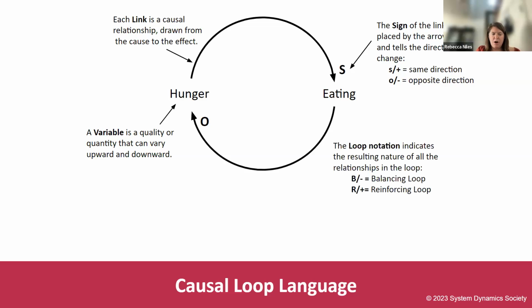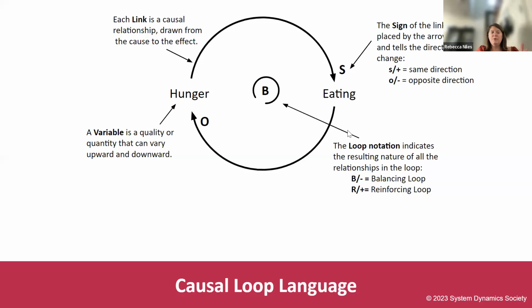The other part of the language is the loop notation. So there are two kinds of loops. There are balancing loops or negative loops, and there are reinforcing loops or positive feedback loops. Depending on who you work with, you might hear different things. So here, hunger goes up, eating goes up, it causes hunger to go down. We call that a balancing loop. When you push it up in one direction, it goes through the loop and it pushes back. It's balancing out that behavior.